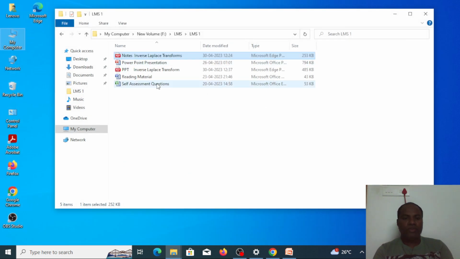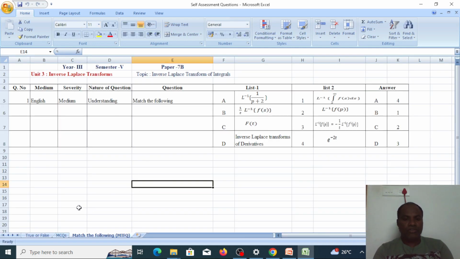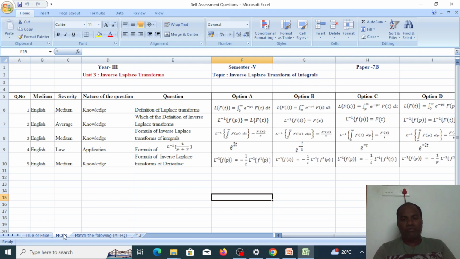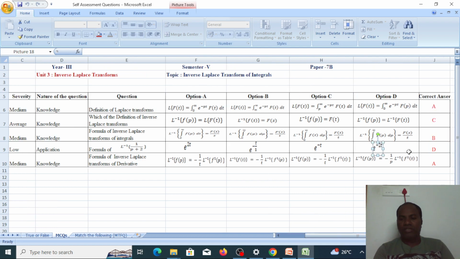And also I am giving some self-assessment questions. In the self-assessment we are giving some true or false questions. For example, is this one true or false: inverse of 1 by p power n is equal to t power (n minus 1) by (n minus 1) factorial. It is true. And I am also giving some multiple choice questions. For example, the fourth one, formula of L inverse of 1 by (p plus 2): e power 2t, e power t by 2, e power minus t, e power minus 2t. Which is correct? E power minus 2t is correct. Therefore, D is the answer.